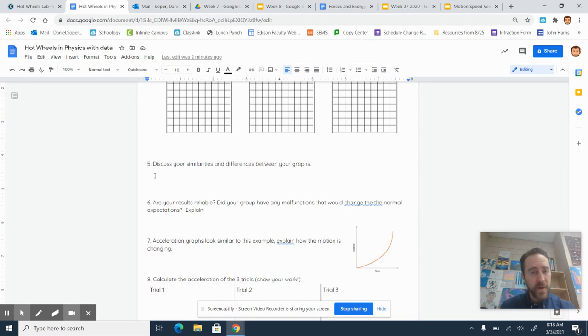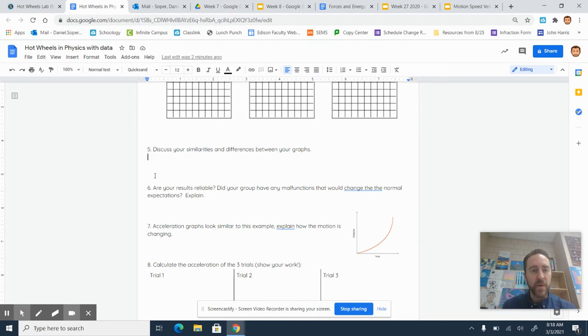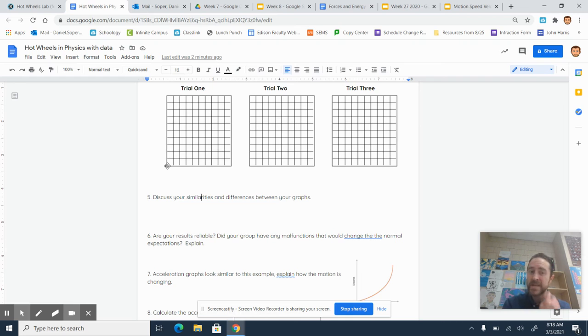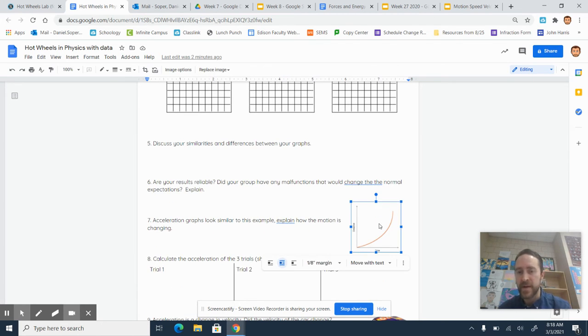Again, if you need to pause the video to do that, great. I'm going to move on. Discuss the similarities and differences between your graphs. I encourage you to connect the dots if you print it out and do a graph. What you should see is a graph that looks kind of like this. It rises steeply at the beginning and then levels out towards the end.